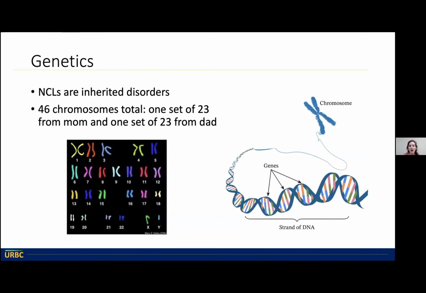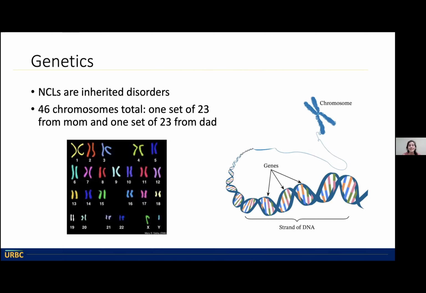The NCLs are inherited disorders, which means that they run in families. You've probably heard the terms DNA, genes, and chromosomes come up in conversations about Batten disease. I think the image on the right is pretty helpful in understanding how those terms are related. So DNA is the genetic information that serves as a set of instructions to tell our body how to develop and function. DNA is broken up into segments called genes, which are shorter sets of instructions for one specific function or part of the body.